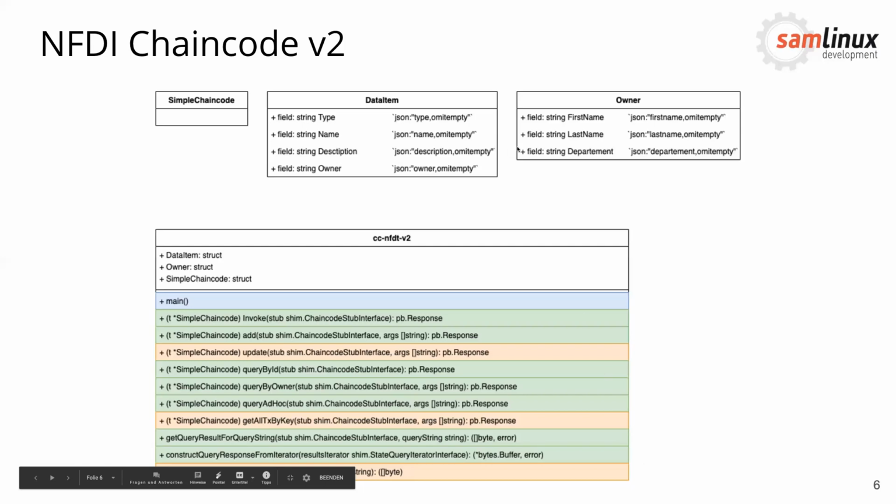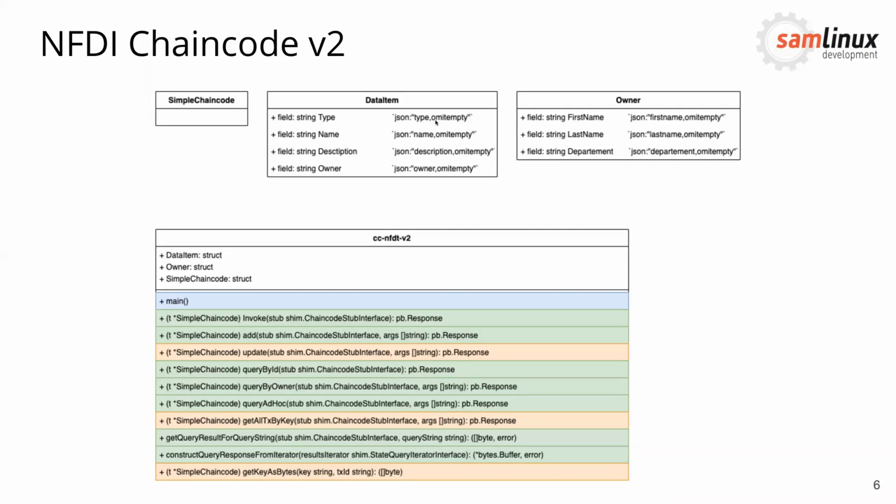The data model here is that we have the data item as we have seen in the last example, with the type, a name, a description, and the owner. And the owner is not a string, okay, that's wrong. The type is not a string, the type is an owner. It's this owner object here. And the owner also has three properties: the first name, the last name, and the department.